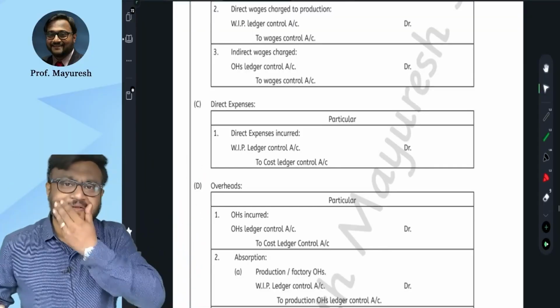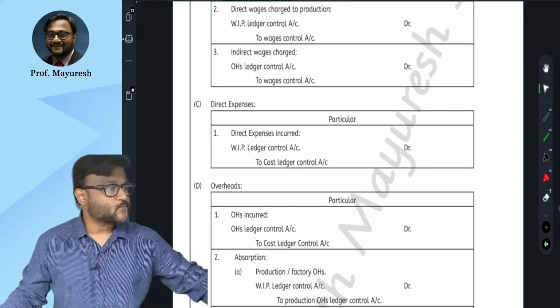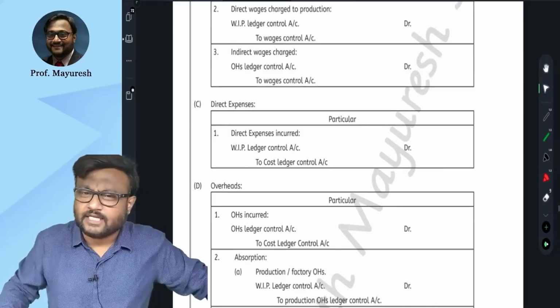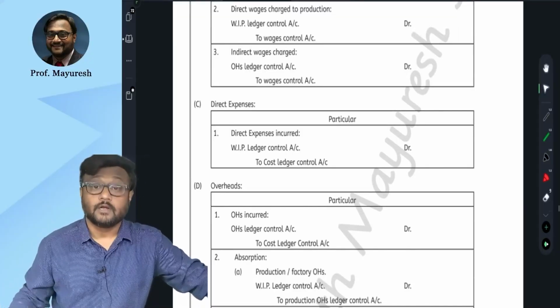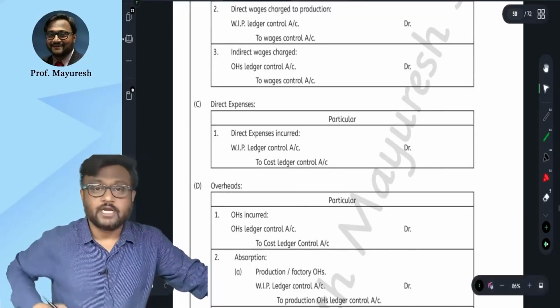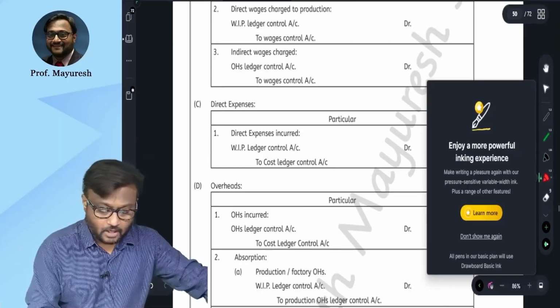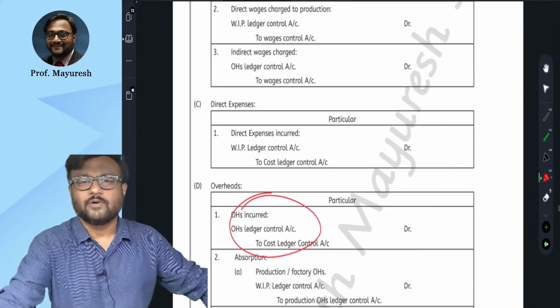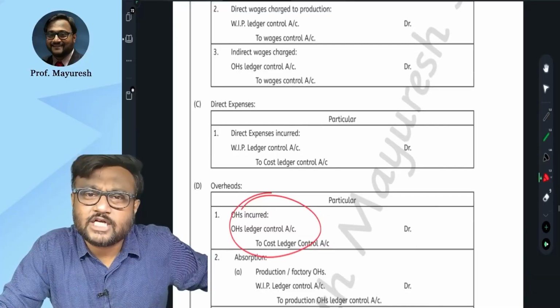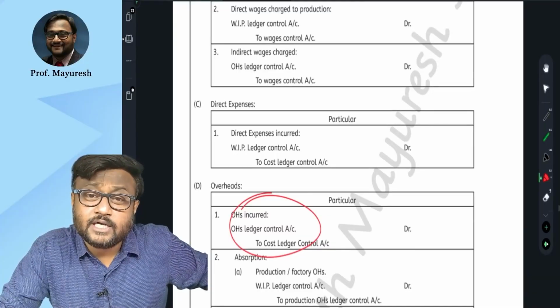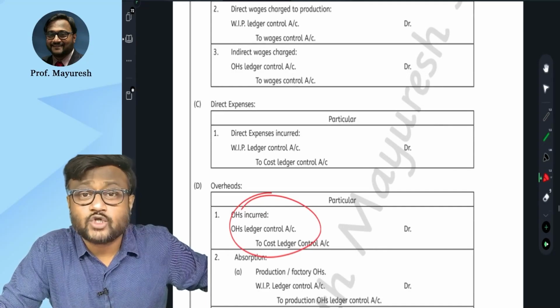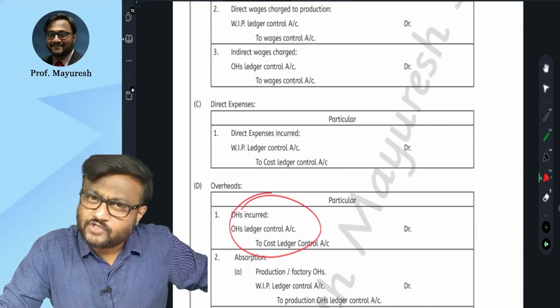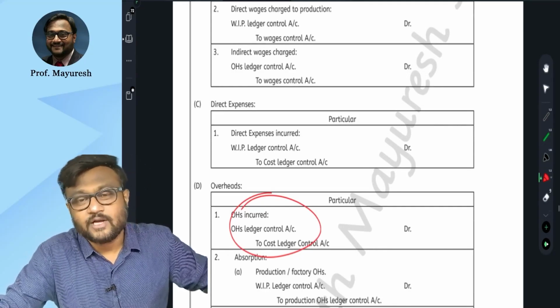आर यू क्लियर विथ मटेरियल लेबर डायरेक्ट एक्सपेंसेस? अब ओवरहेड्स में एकदम सिंपल ट्रांजैक्शन याद रखना. योर फर्स्ट एंट्री विल ऑलवेज बी फॉर इनकरिंग ओवरहेड्स. सो एनी पर्टिकुलर ओवरहेड्स डेबिट to cost ledger control account, because entry for expenses is expense to cash bank. That means entry for overheads incurred will be overheads to cash bank, but we don't have cash bank, so we'll have CLC, cost ledger control account. So overheads will be debited, cost ledger control account will be credited. Very simple.